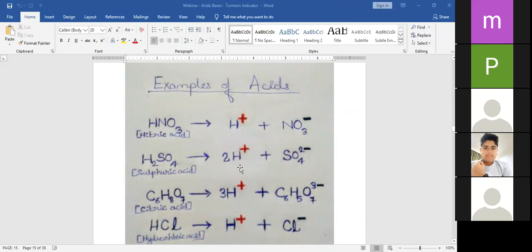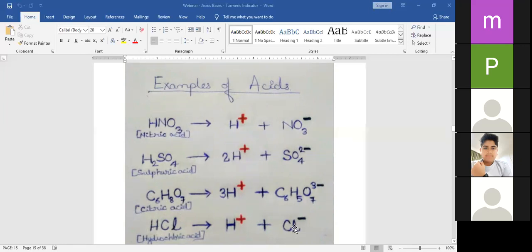Sulfuric acid can be written as 2H plus SO4 2 minus. The next one, citric acid, is nothing but lemon juice. In lemon we have citric acid. That can be written as 3H plus C6H5O7 3 minus. HCl can be written as H plus Cl minus.